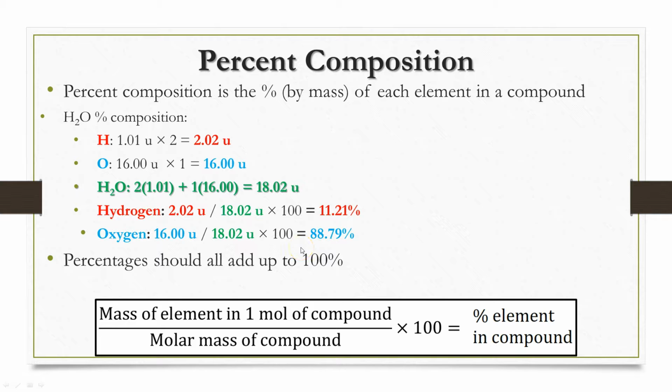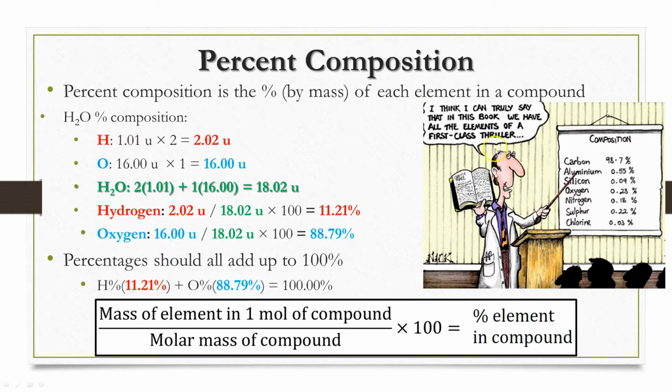The percentages should all add up to 100%. So my hydrogen percentage plus my oxygen actually works out to be 100% even. So you can see right here, this is the percent makeup of something. By the way, all of that adds up to 100%, as everything should.